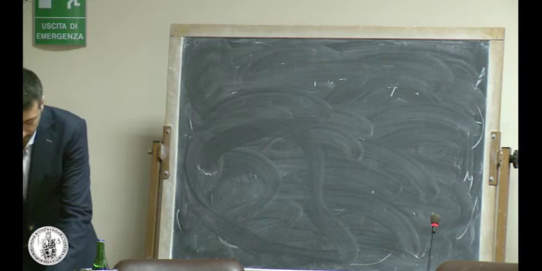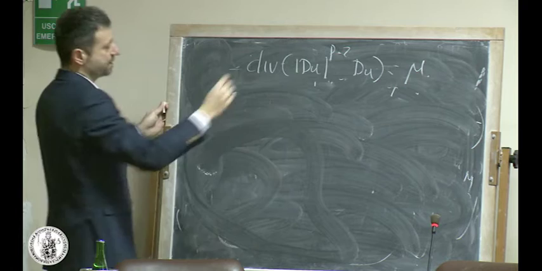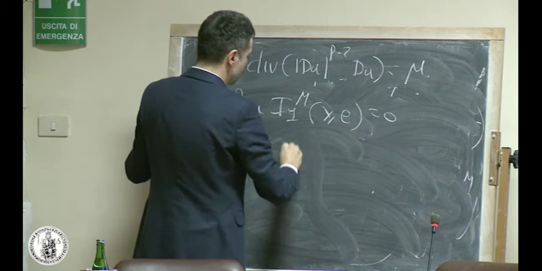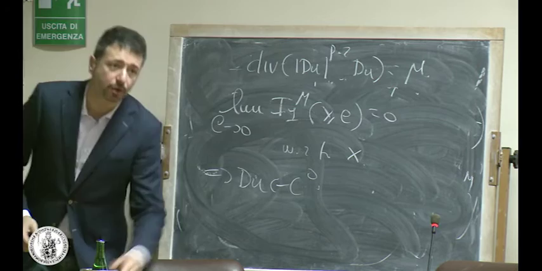So let me recall the following fact that works for systems. If the potential of the right-hand side goes to zero uniformly with respect to x, then this implies that u is C0. In particular, this holds when mu belongs to the Lorentz space L1.